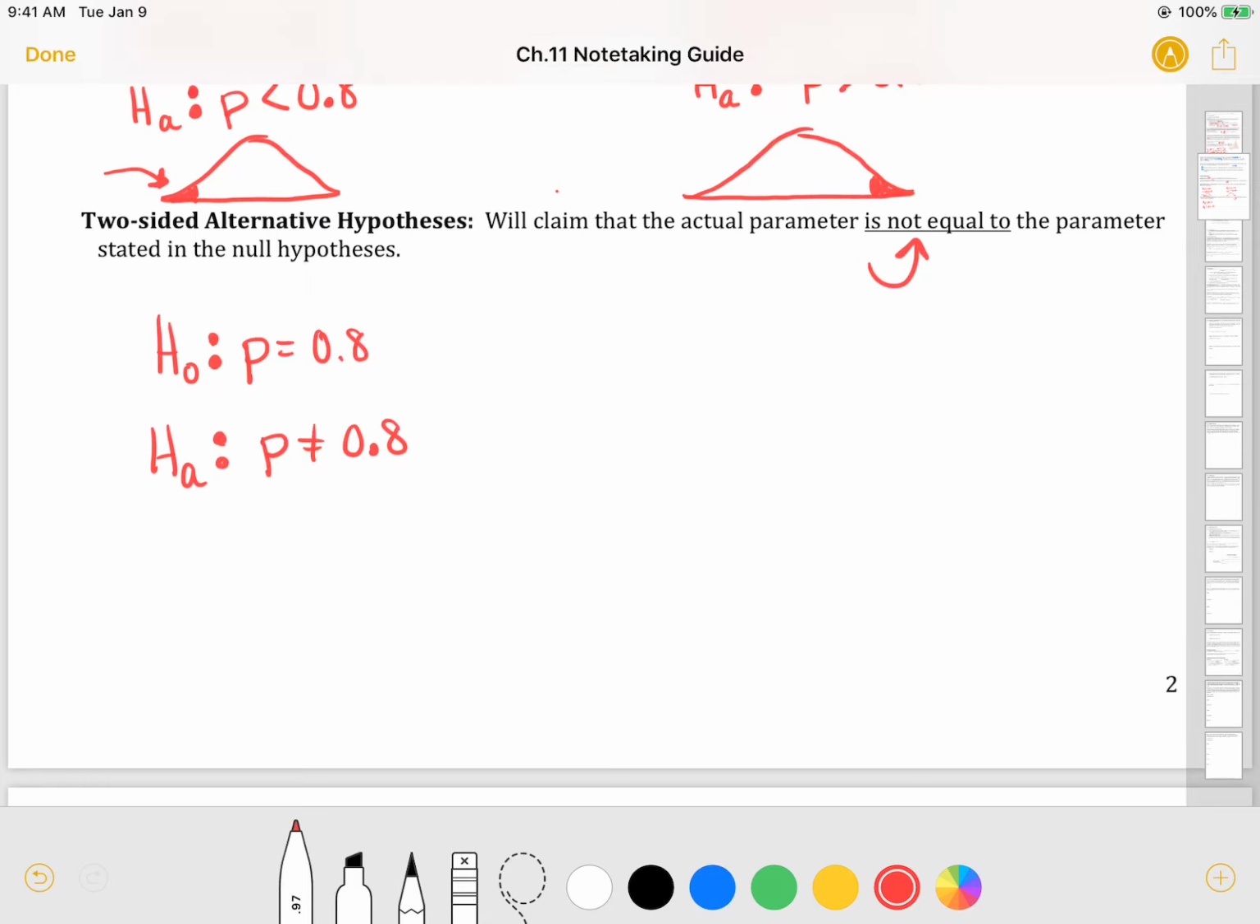Now, you have to be careful with this because this is a mutually exclusive event. What this means essentially is the probability that P is greater than 0.8 or P is less than 0.8. And these are mutually exclusive.